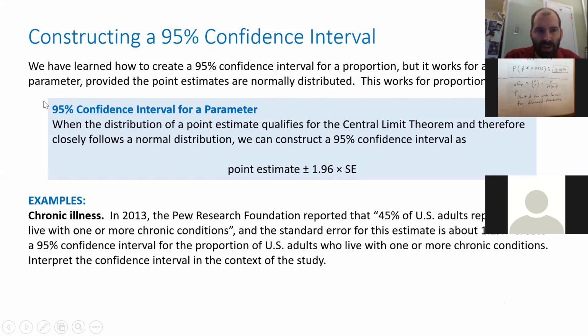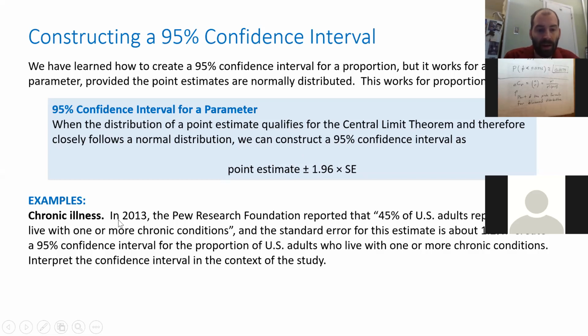So here it is, all summarized. When the distribution of a point estimate qualifies for the central limit theorem, so the conditions of the central limit theorem are satisfied, we can construct a 95% confidence interval using this formula. Okay, so we're going to use this formula for, in this example, chronic illness.